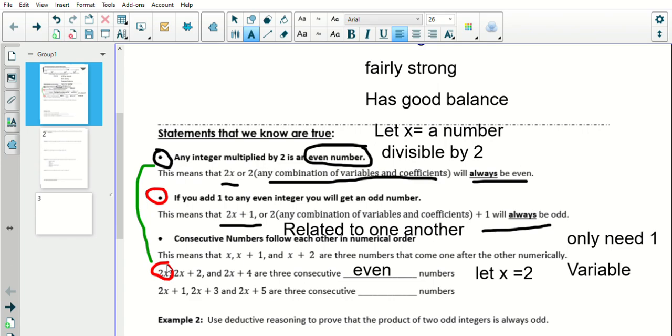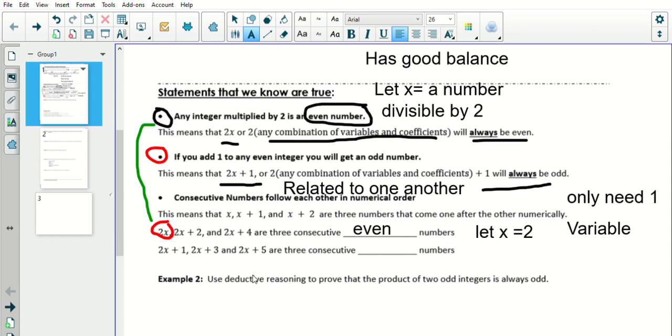So let's plug 2 in there. 2 times 2 is 4. 2 times 2 is 4 plus 2 is 6. And 2 times 2 is 4 plus 4 is 8. So 4, 6, and 8. They are consecutive as they are the next even number in the series, and that's why we're able to say they're consecutive even numbers. And how about the next one? If that last one wasn't a really good clue to you, that's okay.